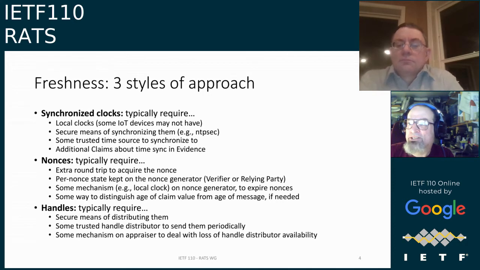So I can imagine round trips between the attester and the verifier, where the verifier actually just has to somehow feed it data to validate it, at which point you might as well use a nonce.